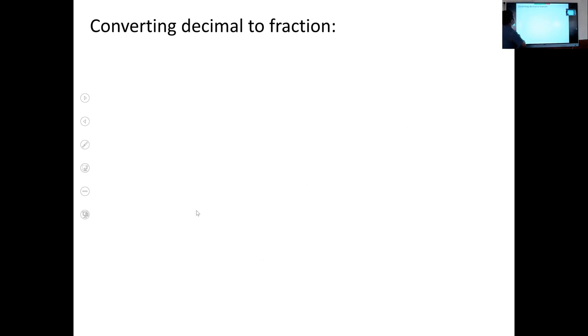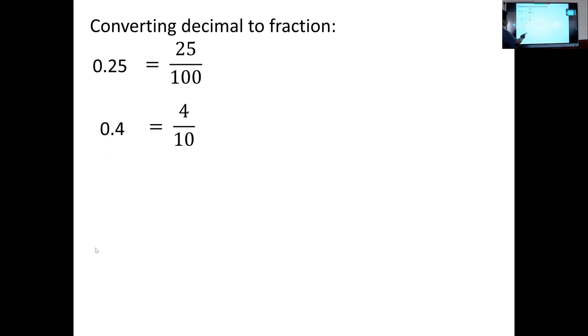So for converting decimal into fraction, we have a decimal number 0.25, and we can write this as 25 out of 100. We have a decimal number 0.4, and we can write this as 4 out of 10. We have a decimal number 0.23, and we can write this as 23 out of 100.